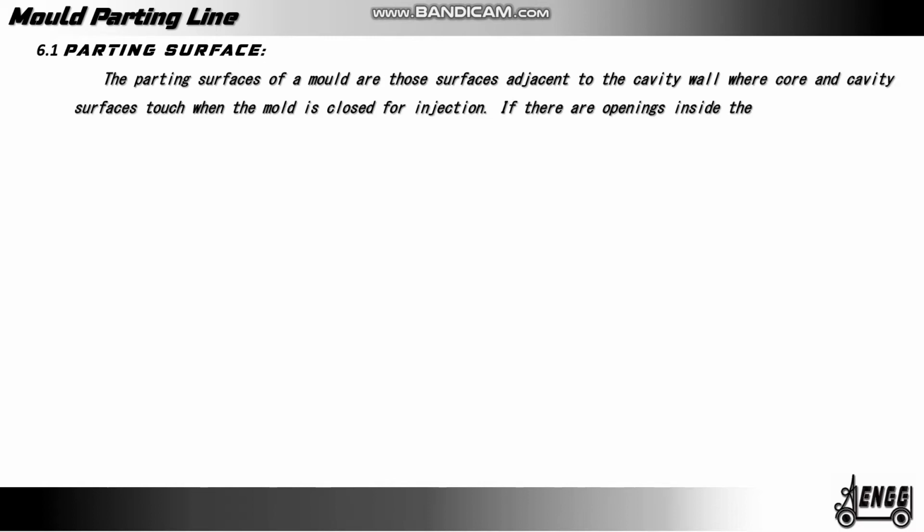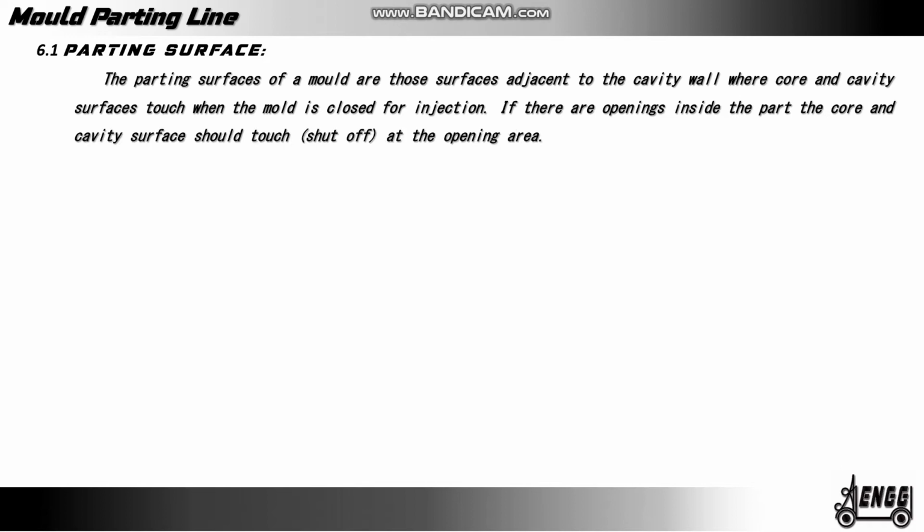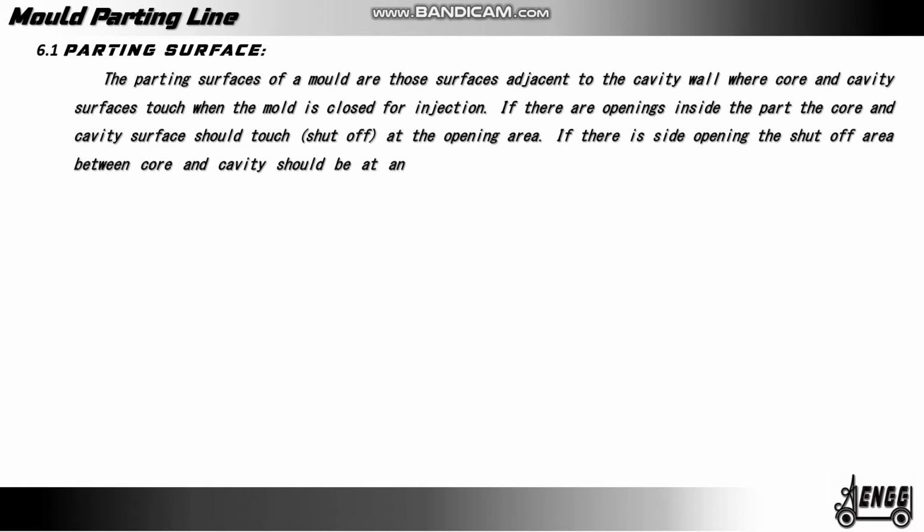Today I would like to discuss with you about mold parting line, which comes under mold technology. Parting surface. The parting surfaces of a mold are those surfaces adjacent to the cavity wall where core and cavity surfaces touch when the mold is closed for injection. If there are openings inside the part, the core and cavity surfaces should touch and shut off at the opening area. If there is a side opening, the shut off area between core and cavity should be at an angle to reduce wear. Normally a minimum 5-degree angle is given.